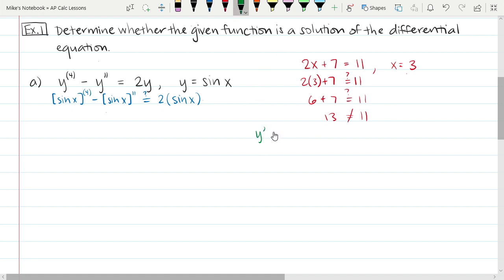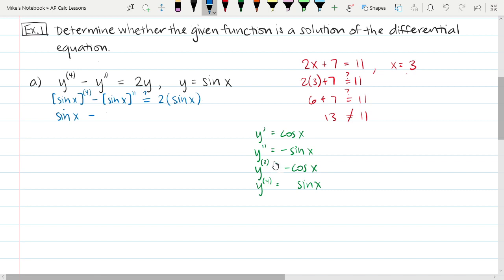So we know that y prime is going to be cosine of x. We know that the second derivative then will be negative sine of x, which we're also going to need reference to. The third derivative becomes negative cosine of x. And remember, we could also notate the third derivative with the 3 in parentheses. And then finally, the fourth derivative becomes positive sine of x.